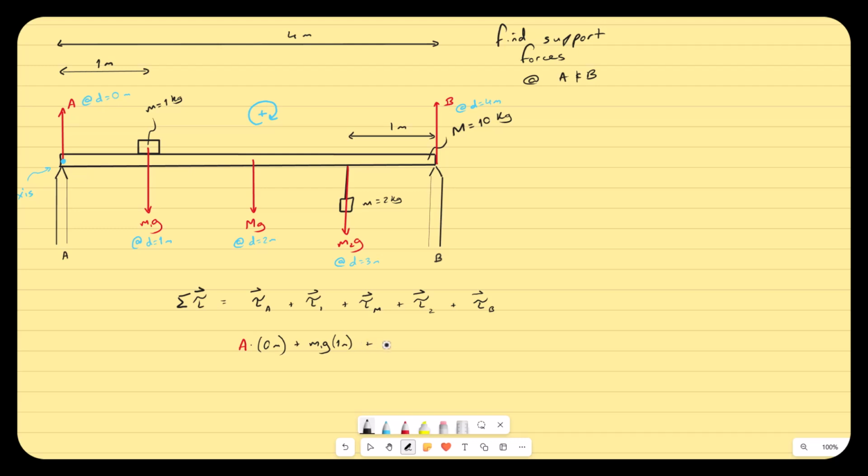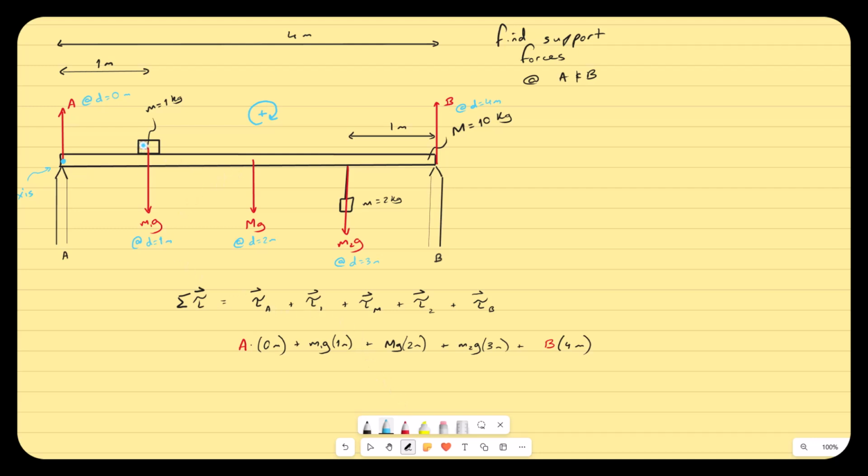This next one is going to be M G times 2 meters. Next one is an M2 G times 3 meters. And the last one is going to be B times 4 meters. I want to look at the directions.